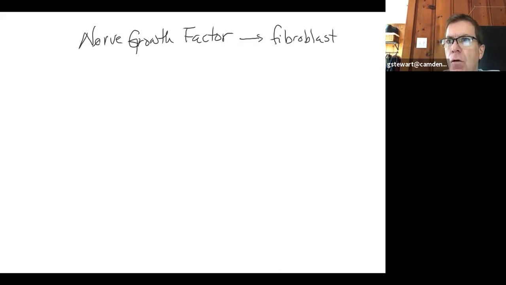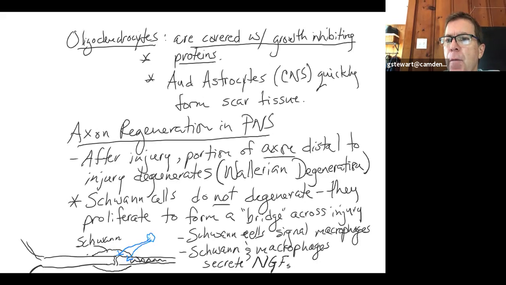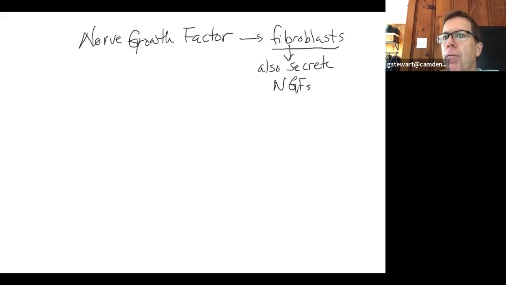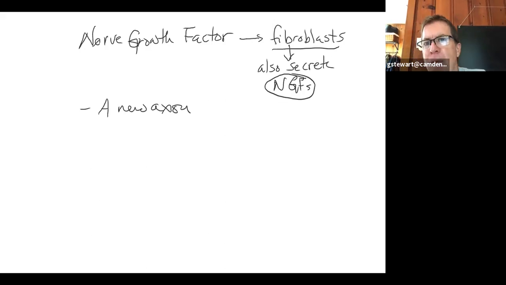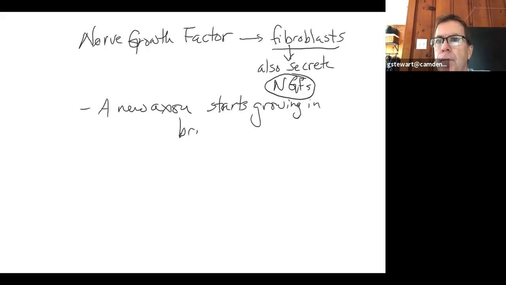Fibroblasts in the area become active and also start to secrete nerve growth factor as well. So we get all of these cells in the injured area, the major players, Schwann cells, macrophages, and finally fibroblasts, secreting chemicals that stimulate new axonal growth. And then a new axon starts growing in that bridged area, that bridge that the Schwann cells made. So Schwann cells then wrap around the new axonal growth.